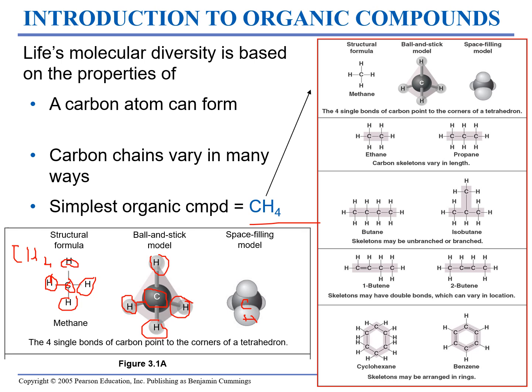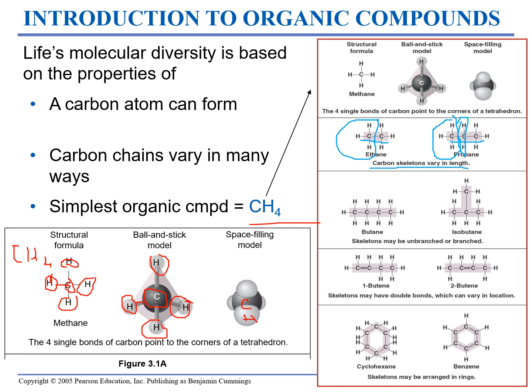Now let's look at a few different things about carbon skeletons. Carbon skeletons vary in length. Here you notice that the length of ethane, it has 2 carbons, and the propane have 3 carbons. And thus each of the carbons have 3 hydrogen bonds in ethane, and in propane, the middle carbon has 2 hydrogen bonds, while the side carbon has 3 hydrogen bonds.